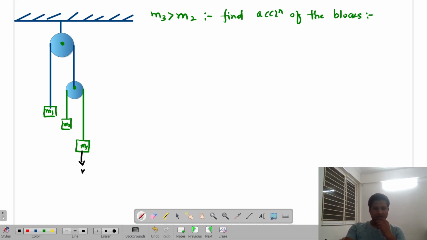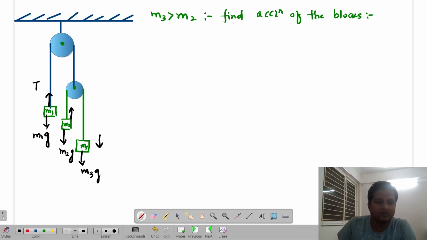So let us consider one thing. If this is M3G and that is M2G, and this will be my M1G, isn't it? For this, the tension I consider to be T. Are you able to get me or not? Yes. And now, if I look over here, M3 is heavier than M2, so M3 will go down. Yes. M2 will go up.